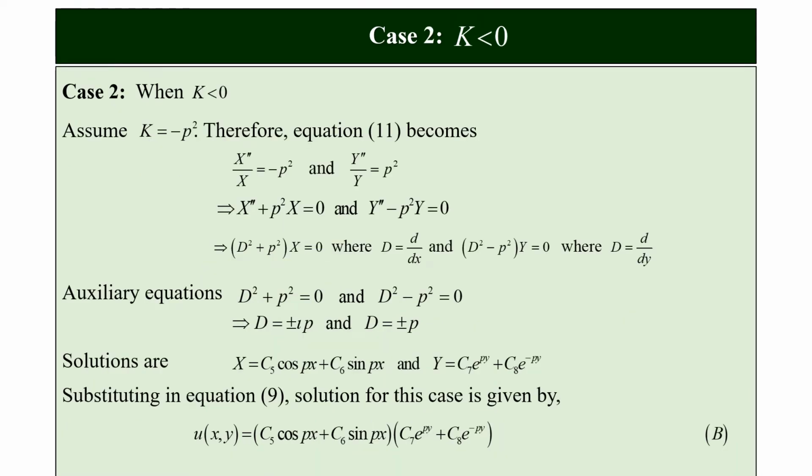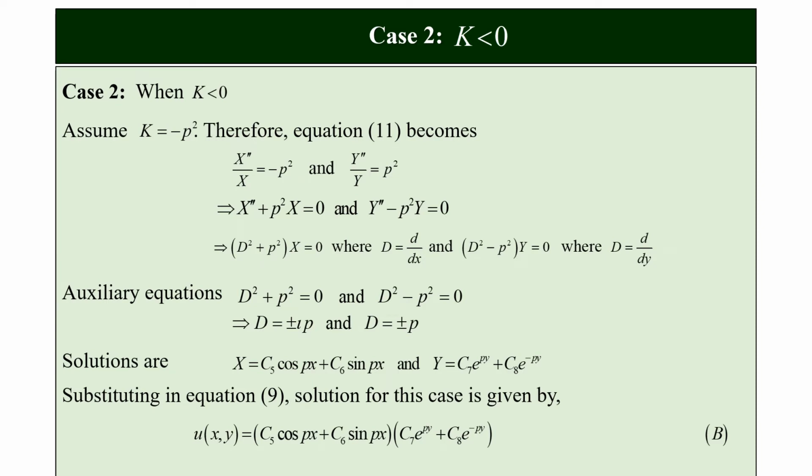Case 2, when k is less than 0. When k is less than 0, we assume the value of k is equal to minus p square. Therefore, substituting this value of k again in equation number 11 and repeating the whole process, we get the auxiliary equations in the form of D square plus p square equal to 0 and D square minus p square equal to 0. Here from the first auxiliary equation we get the imaginary roots, and from the second auxiliary equation we get the real roots.